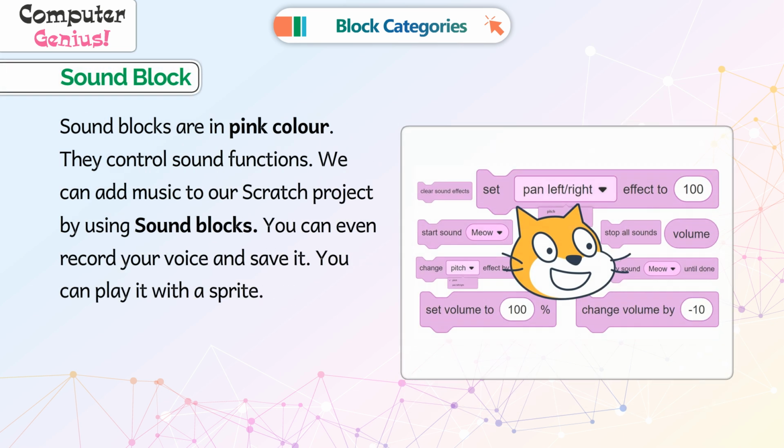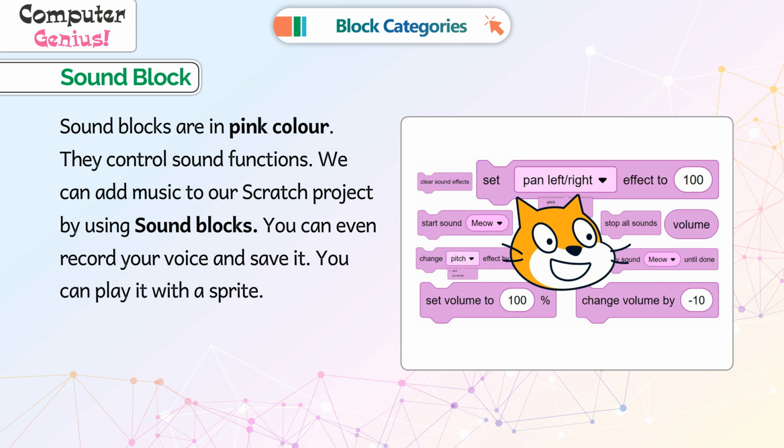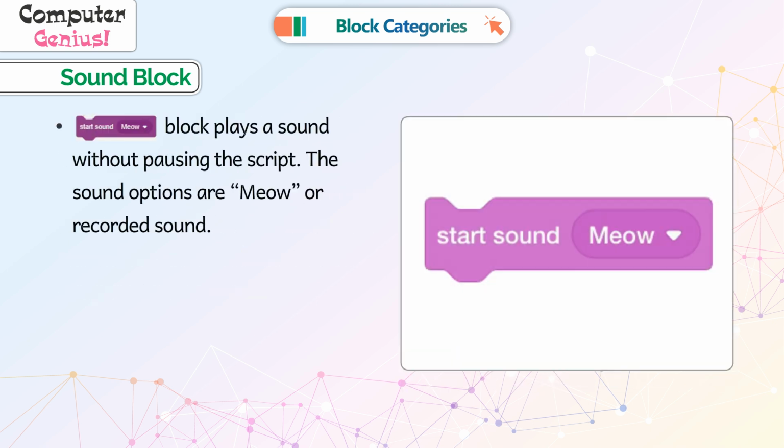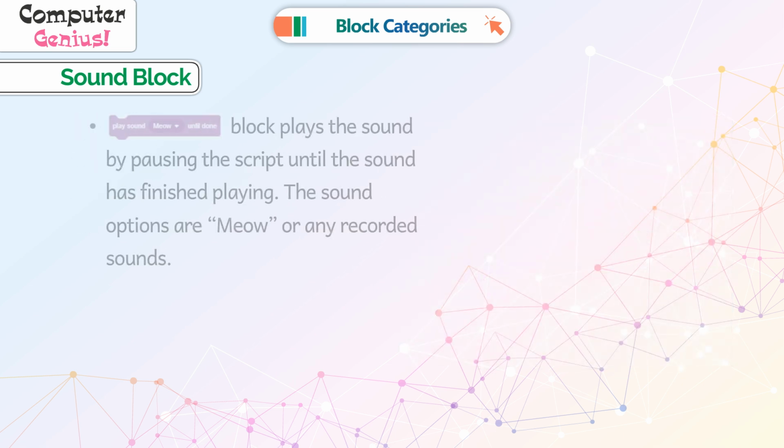Sound blocks. Sound blocks are in pink color. They control sound functions. We can add music to our Scratch project by using sound blocks. You can even record your voice and save it. You can play it with a sprite. Start sound meow block plays a sound without pausing the script. The sound options are meow or recorded sound.